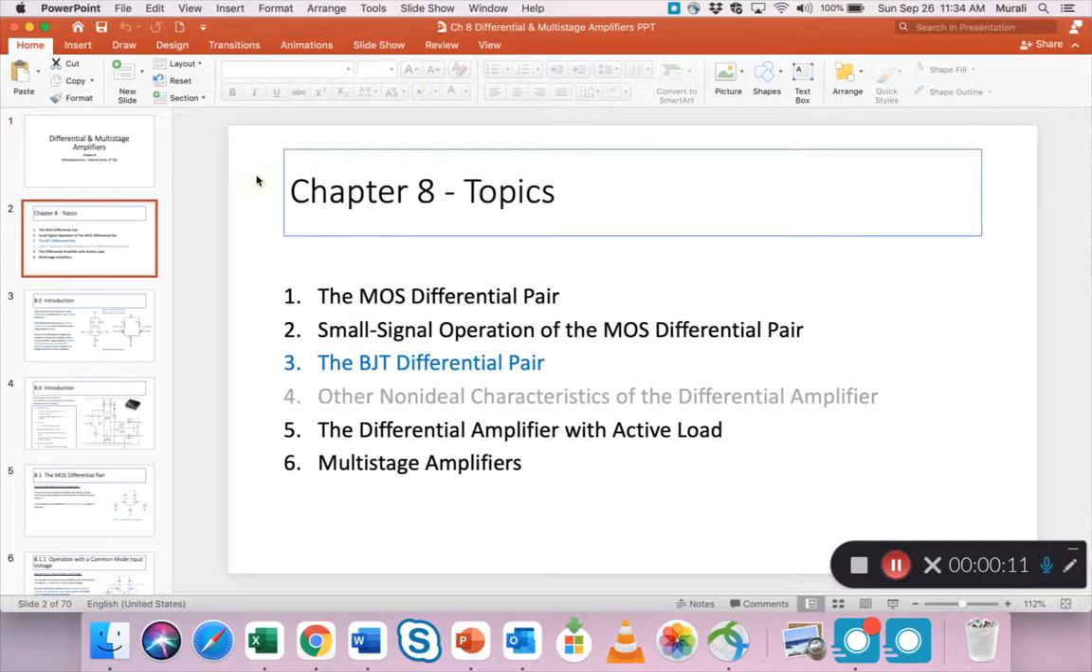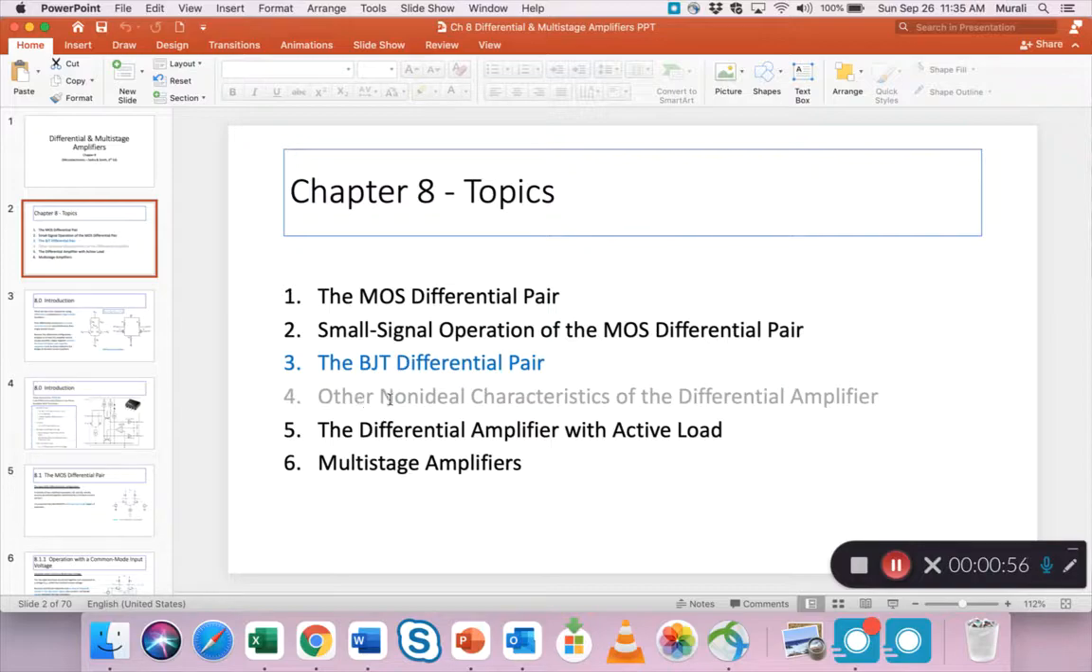Last week, we were still on chapter 8, which is differential and multi-stage amplifiers. Last week, week 7 according to my schedule, we looked at topic 1 and topic 2 and a little bit of topic 3 from chapter 8 already, right? We were introduced to the MOS differential pair. We looked at the small signal operation of the MOS differential pair, and also we used the same ideas to study the BJT differential pair.